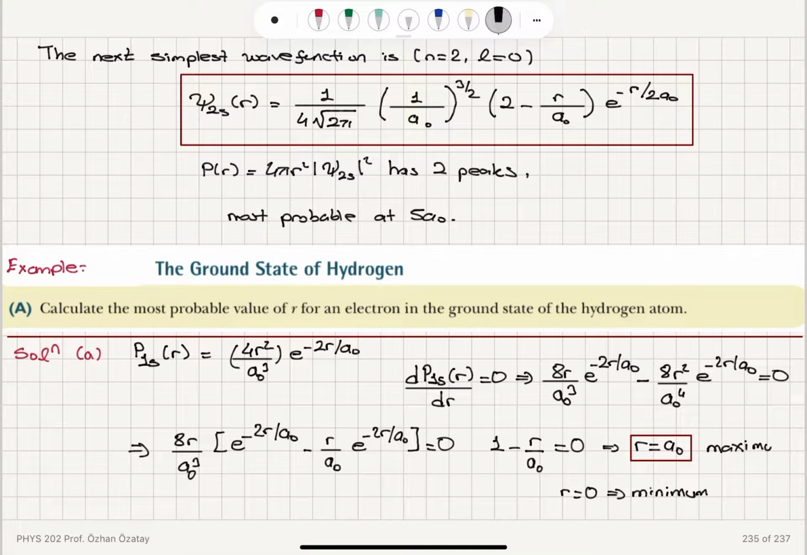How do I know which one is minimum, which one is maximum? If you substitute r equals to 0 here, you will have 0 probability. If you substitute r equals a0 here, you will have 4 over a0 e to the minus 2, which is non-zero. Therefore, this will be corresponding to the maximum. This solution will be corresponding to the minimum of the function.